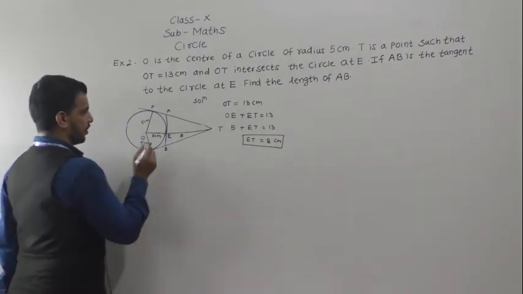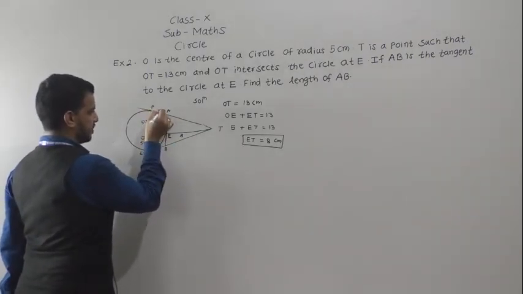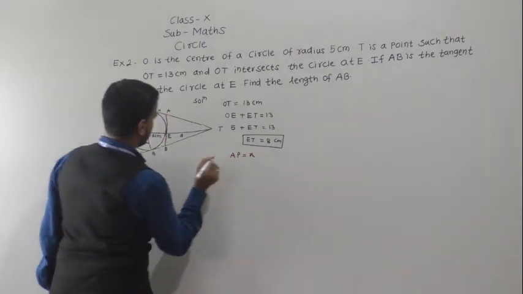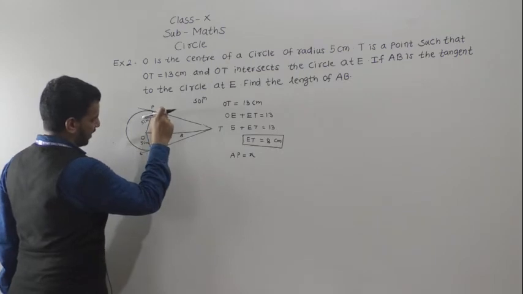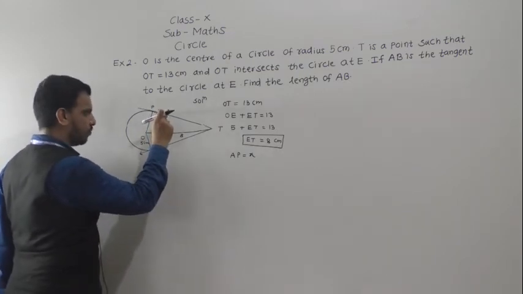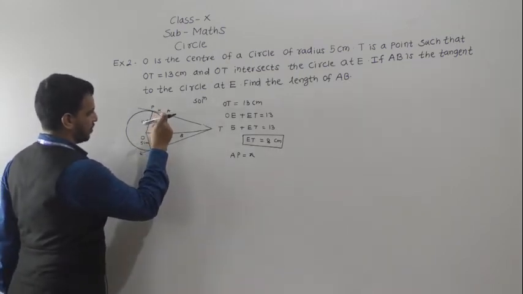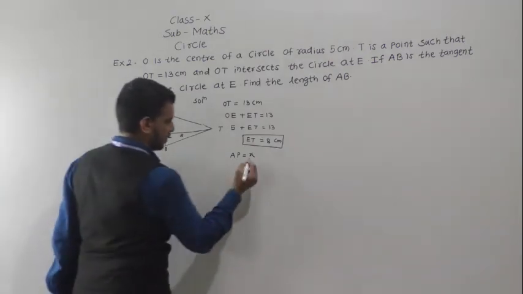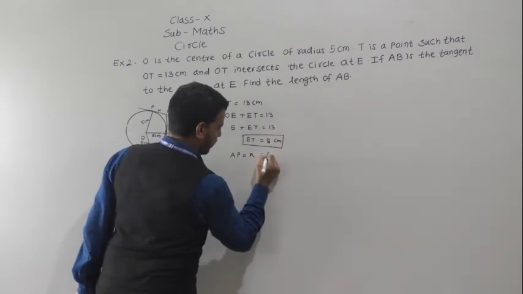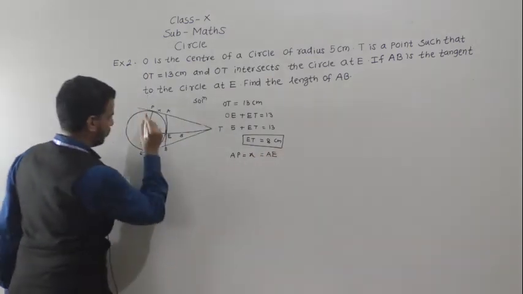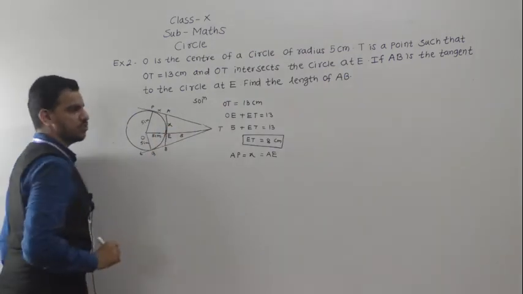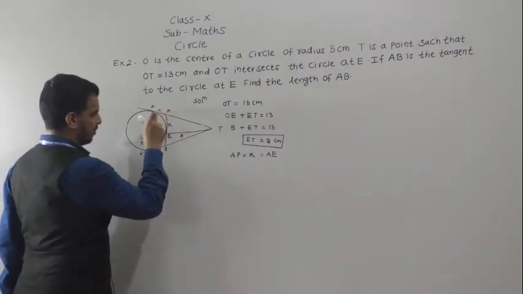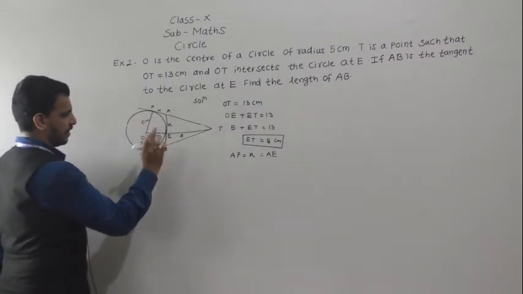Okay, now if we consider this AP distance is x, so AP is equal to x. If point A is an external point and from A there are two tangents drawn to the circle, that is AP and AE. So AP is equal to x, and AE is also x. The reason is that tangents drawn from an external point A to the circle are equal. So AP and AE are equal.